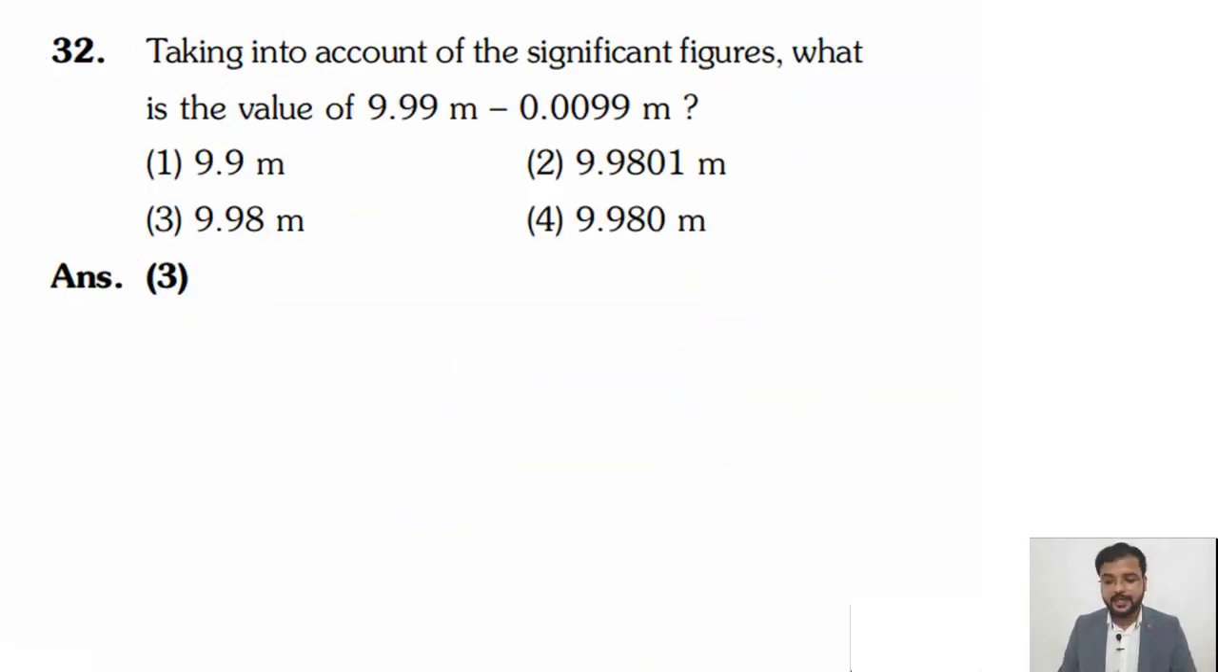The next question is: taking into account the significant figures, what is the value of 9.99 meter minus 0.009 meter? If you see in this question, the significant figure is only 2 after the point. Here there are 2 digits, so this is the number of significant digits. So in the answer also, the significant figures should be 2. Only in option number 3 are 2 significant figures given. That's why option number 3 is correct here.